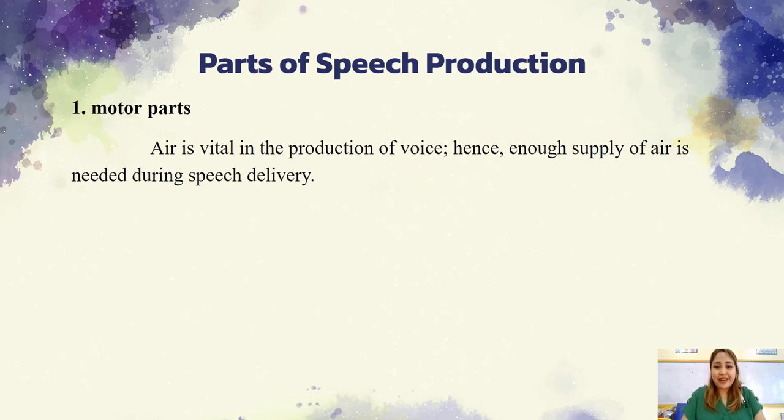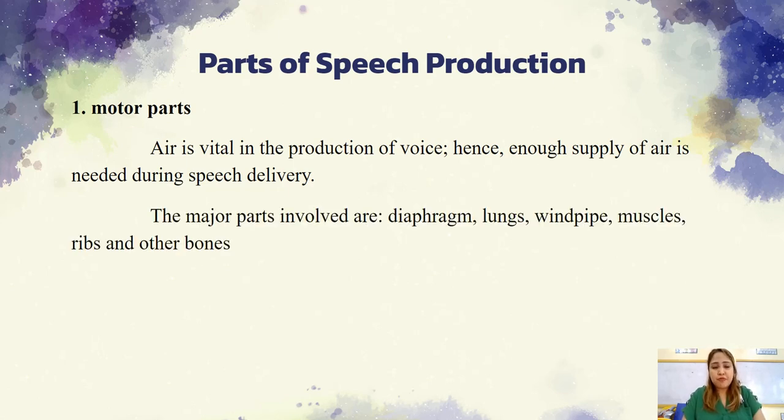When you say air, it is vital in speech production, and of course we have to have an enough supply of it during speech delivery. When we talk about motor parts, this involves the diaphragm, the lungs, the windpipe, the muscles, ribs, and other bones. The diaphragm is the muscle that contracts and expands every time we inhale and we exhale.